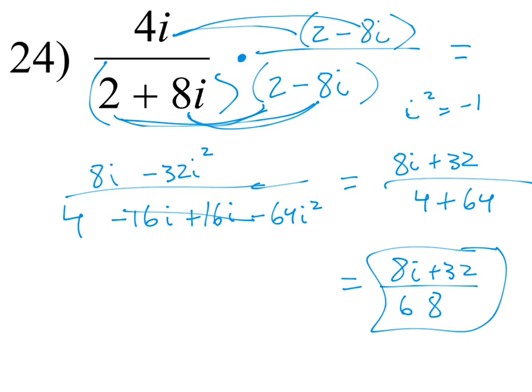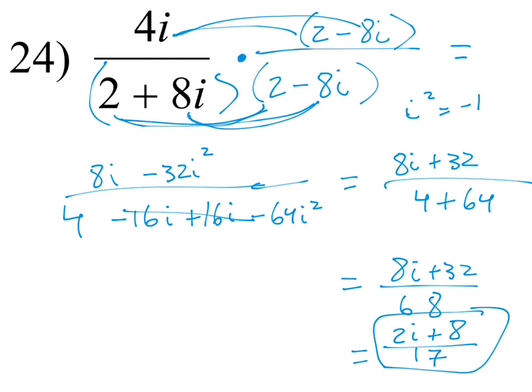And then on top here, we got 8i plus 32. These are all even, which means they're going to be divisible by 2 at least. And let's see if they're also divisible by 4. I think they are. Yeah, they look like they are. Yeah, they're all divisible by 4. So we're going to divide them all by 4, which will give me 2i. And then, hold on, I'm going to use a calculator. Calculators are great. And we got 8 and then 17. And voila, now we've simplified everything out.